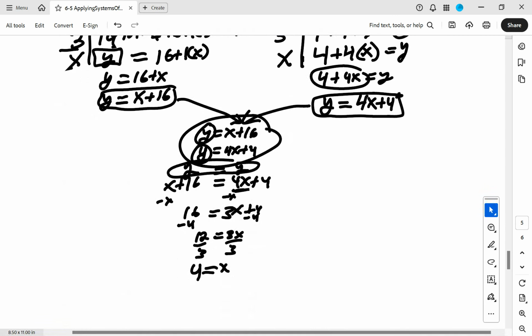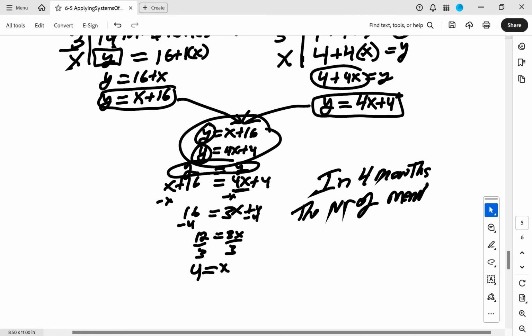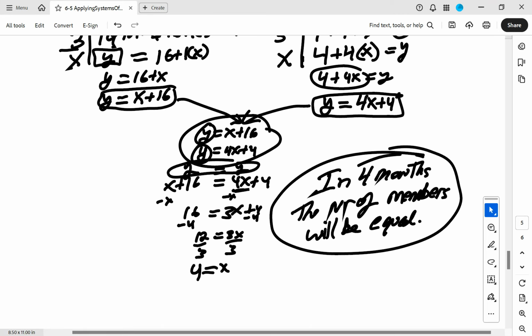At 4 months, the number of members are equal, or in 4 months. I suppose it's at the end of the 4 months. So in the 0th, or is that the beginning? It'd be an interesting discussion to have, but our answer is going to be in 4 months, the number of members will be equal. And that's how you solve this kind.